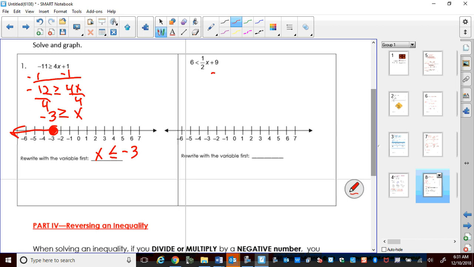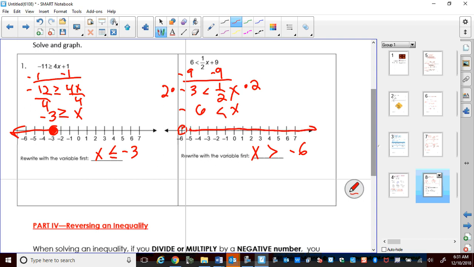Next one, subtract 9 from both sides. Okay, and then I multiply by 2 to get the x by itself, and I get negative 6 is less than x. The circle at negative 6 is open. Alright, I'm going to write the equivalent inequality. It means x goes first, negative 6 goes last, and then I flip the symbol. And x is greater than negative 6. All the numbers greater than negative 6 are to the right.